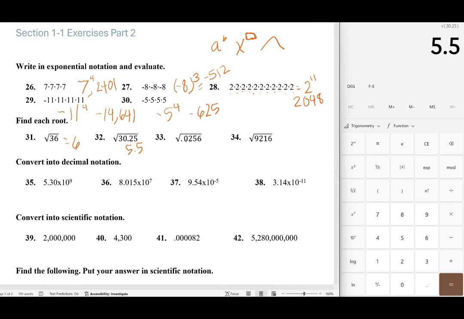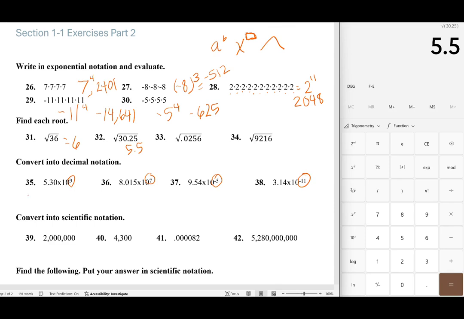Now we're switching into scientific notation, and we want to convert it into decimal notation. Any of these that have a positive exponent mean that they're big numbers, so bigger than 1. Anything with a negative exponent means it's really small, a fraction number less than 1.